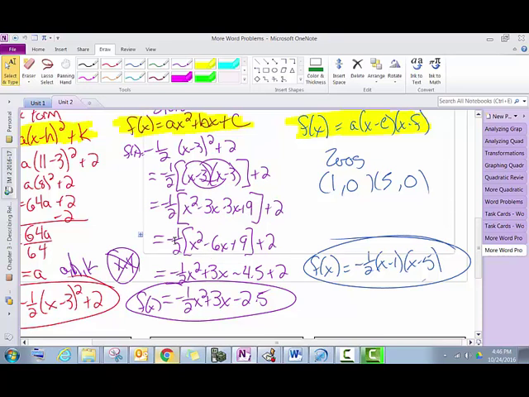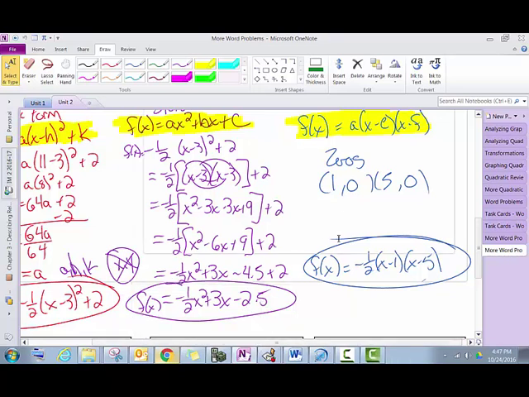Then I distribute the negative 1/2. So negative 1/2 times x squared is negative 1/2 x squared. Negative 1/2 times negative 6x is positive 3x. And negative 1/2 times 9 is negative 4.5. Then I have to add in the 2, the last step. So I get negative 1/2 x squared plus 3x minus 2.5. Not a very nice whole number there, but that's okay.